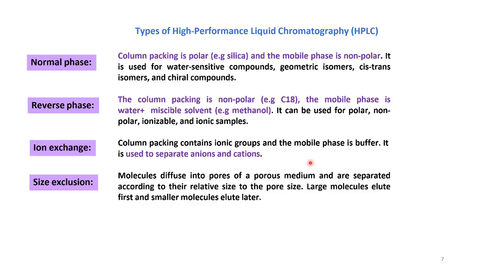Then we have ion exchange. The mechanism behind it is the exchange of ions, because in the column packing we have ionic groups, and the mobile phase is a buffer. It separates anions and cations. Then we have size exclusion. Depending upon their size, the particles will diffuse on the basis of the pores. The column is a porous medium, right? On the basis of their size, the particles will elute. The larger particles or molecules will elute first, and the smaller molecules will elute later.